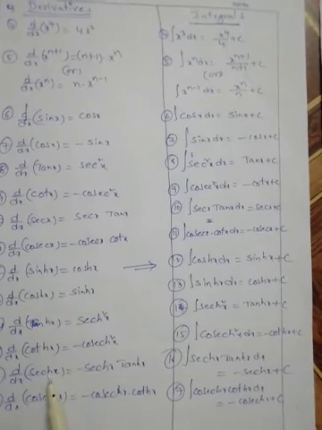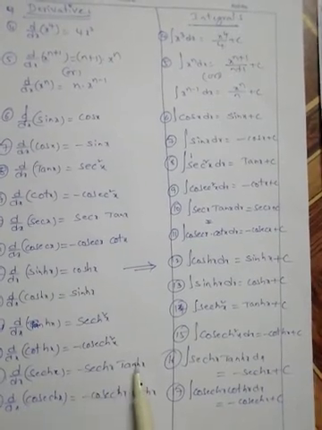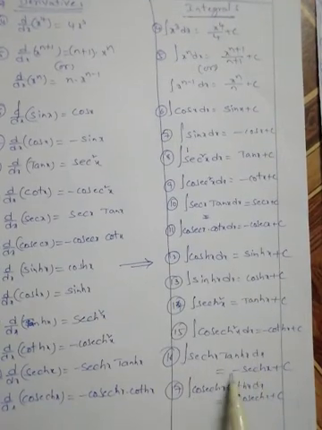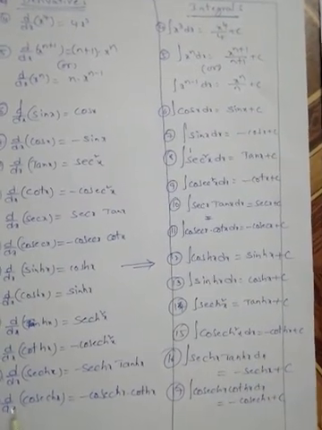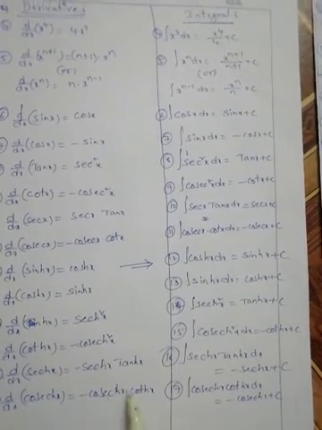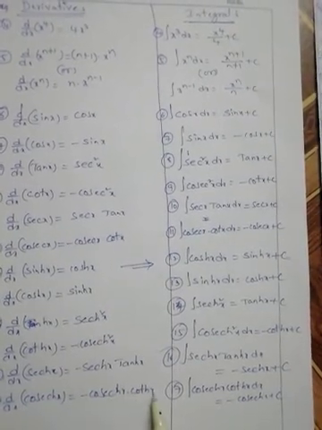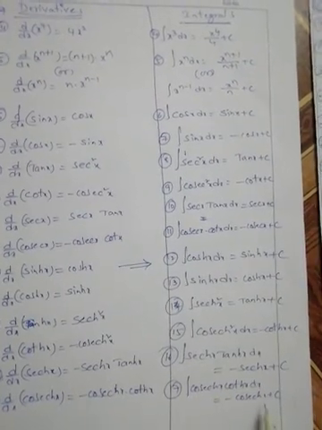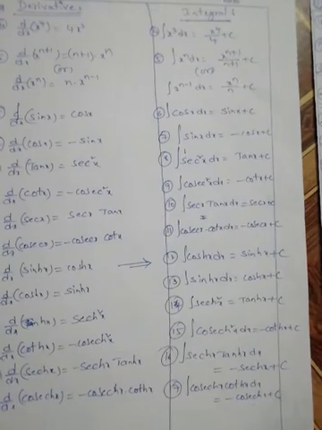D by dx of secant hx is equal to minus secant hx tan hx. Integral secant hx tan hx dx is equal to minus secant hx plus c. D by dx of cosecant hx is equal to minus cosecant hx into cot hx. Integral cosecant hx cot hx dx is equal to minus cosecant hx plus c. These are the hyperbolic functions.